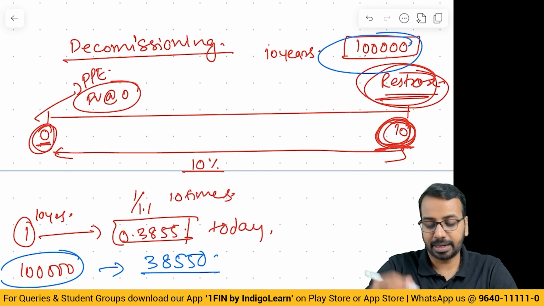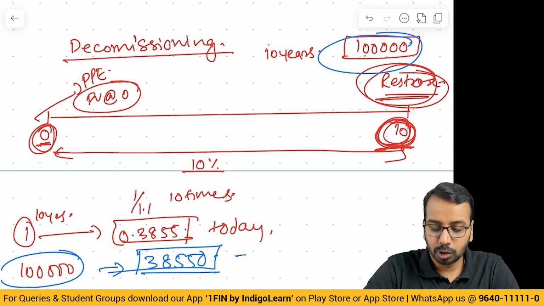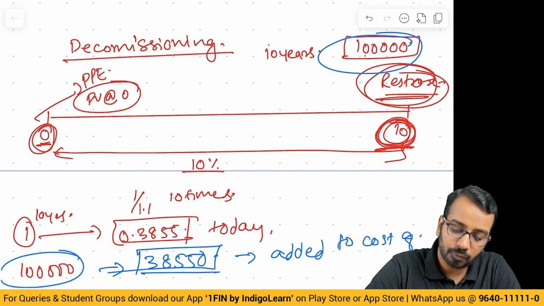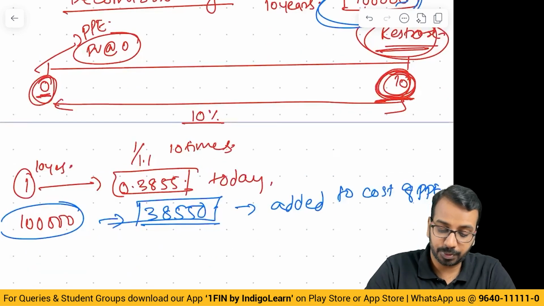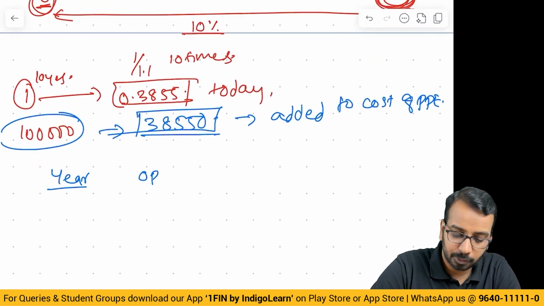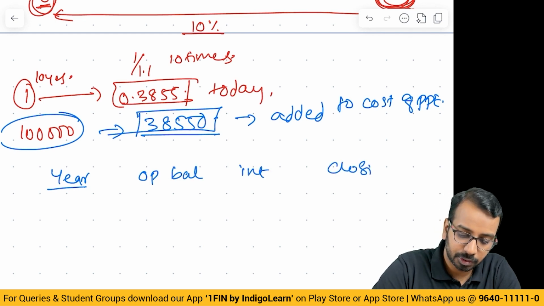So what the standard says is this: 38550 in your present value terms should be added to cost of PPE. But sir, we have to spend 1 lakh at the end of the period. Yes. So what you will do? You will prepare a table: opening balance, interest, closing balance. So you'll take year 1, 2, 3 like this.